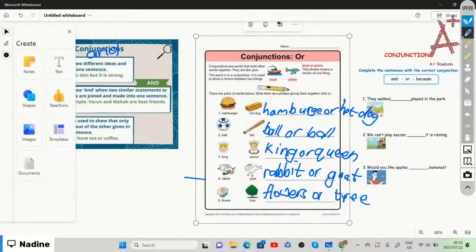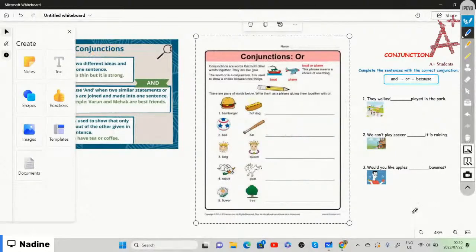So you are either choosing between soccer or cricket, right? You are choosing between an apple and a banana. You are choosing either between going to the park or going to the beach, right? So the conjunction or is showing options. It is an option. It is a choice that you have.